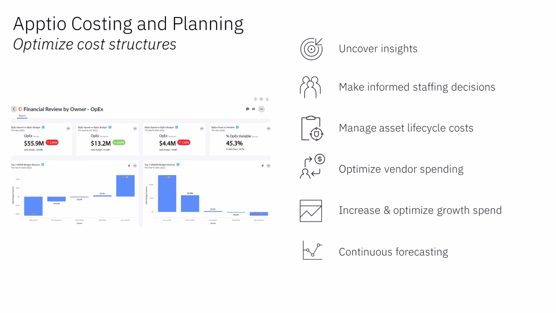With detailed data about IT cost, Apptio Costing and Planning provides the data that organizations need to effectively optimize cost structures. IT and business leaders can make informed staffing decisions by reviewing the labor workforce mix for each location and role. They can also effectively manage asset lifecycle costs by tracking depreciation. They can optimize vendor spending by reviewing and consolidating contracts. And they can review project spending to shift IT investments toward growth initiatives.